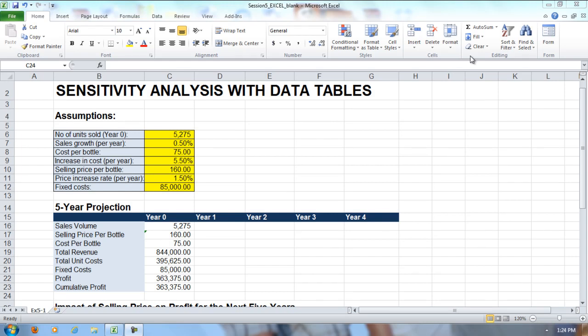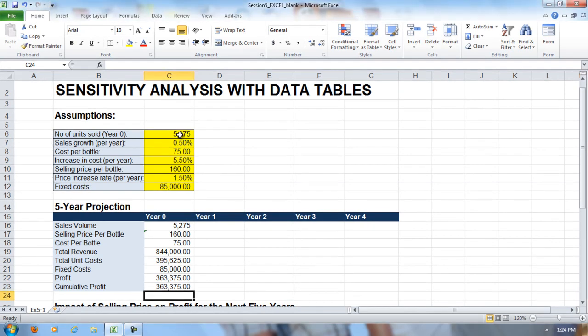Exercise 5-1, Sensitivity Analysis. First, enter all of your assumptions in the yellow cells and enter all the formulas for year 0 of our 5-year projection model. Now we're going to enter the formulas for year 1 to year 4.